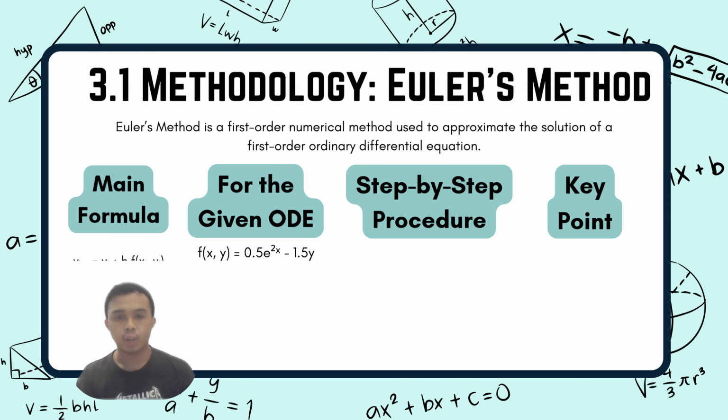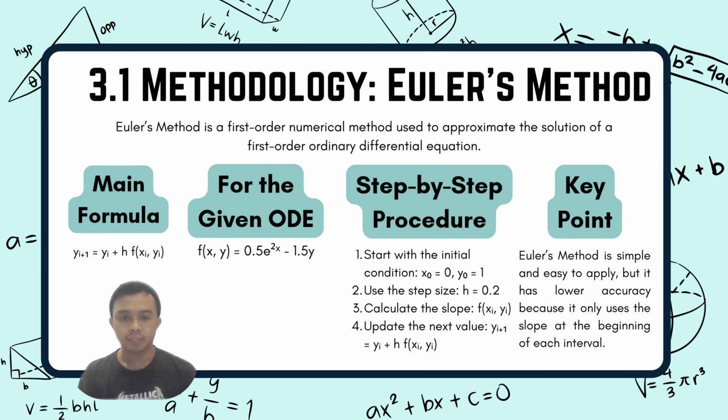For this slide, I will explain Euler method. Euler method is the first order differential method used to approximate the solution of first order ordinary differential equation. The main formula is y_{i+1} = y_i + h times f(x_i, y_i).